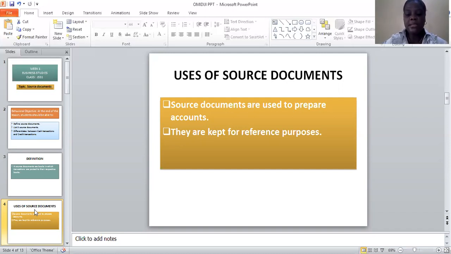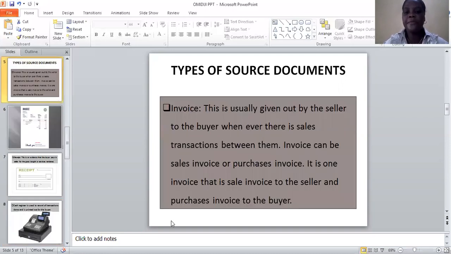Then that will take us to the next subtopic, which is types of source documents. Number one, we have invoice. But before we go on, I want you to note this for basic clarity of today's teaching, that there are two personalities that need to be well known. They include the buyer and the seller.